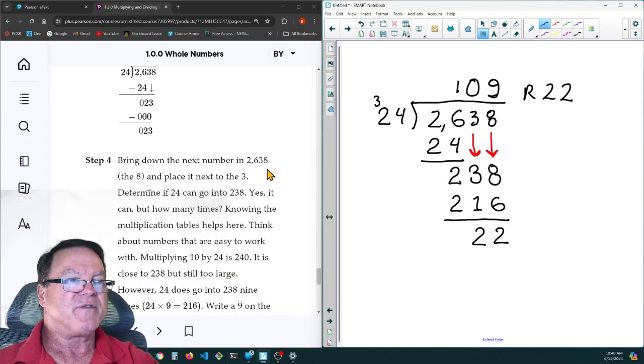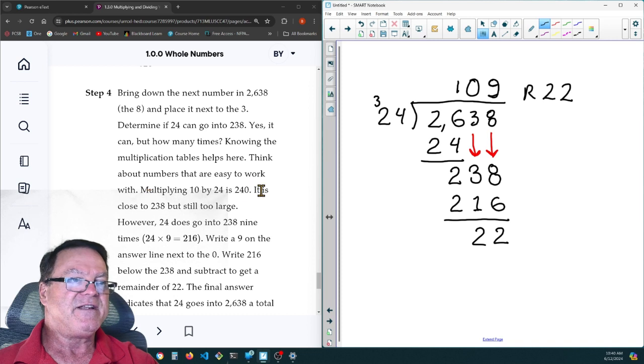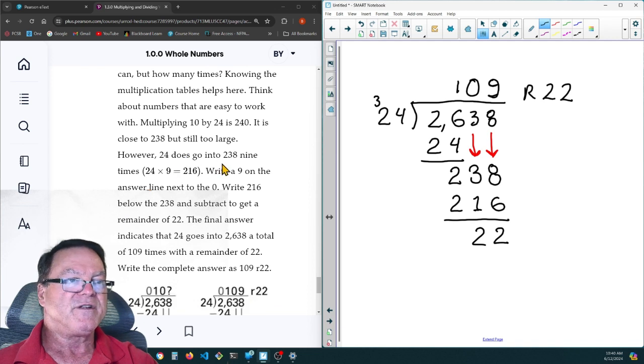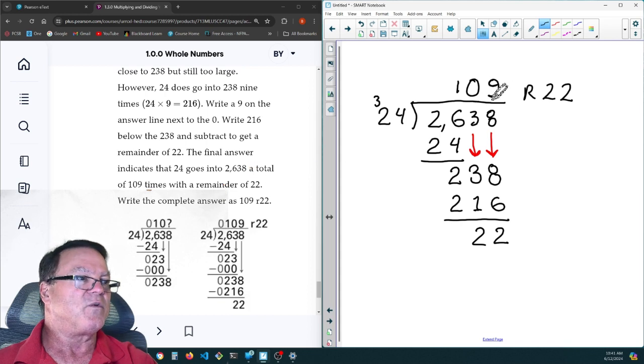Bring down the next number in 2,638, the 8, and place it next to the 3. Determine if 24 can go into 238. Yes, it can, but how many times? Knowing the multiplication table helps here. Think about numbers that are easy to work with. Multiplying 10 by 24 is 240. It's close to 238, but it's still too large. However, 24 does go into 238 9 times. 9 times 24 is 216. Write a 9 on the answer line next to the 0. There's where we wrote it right there.